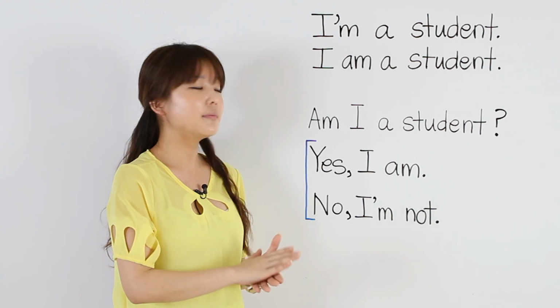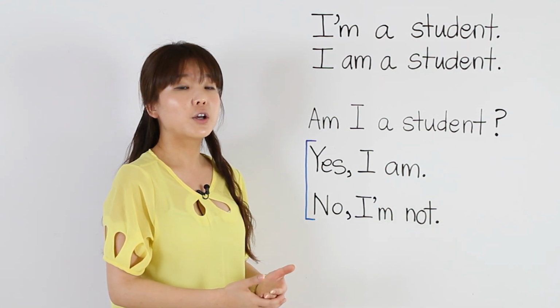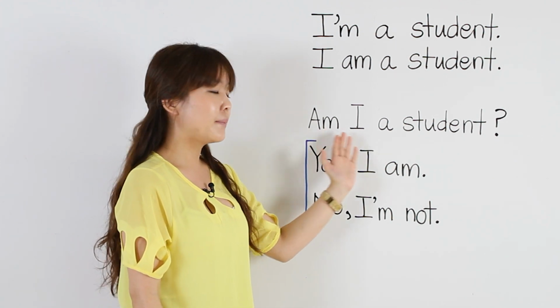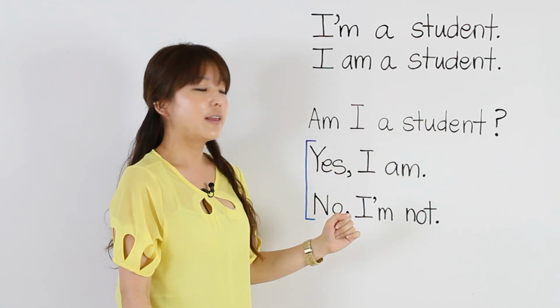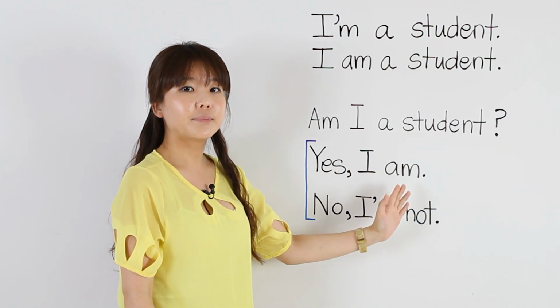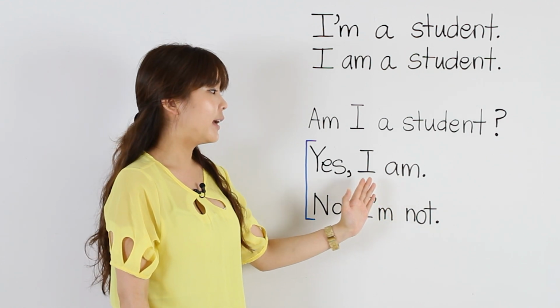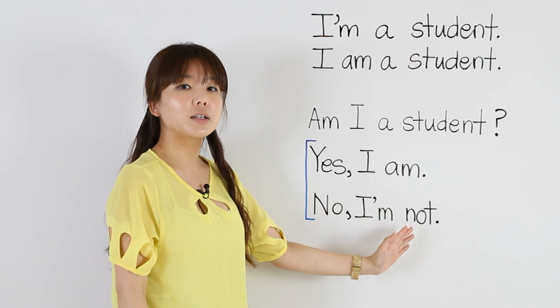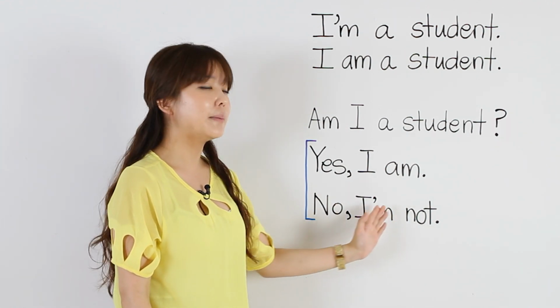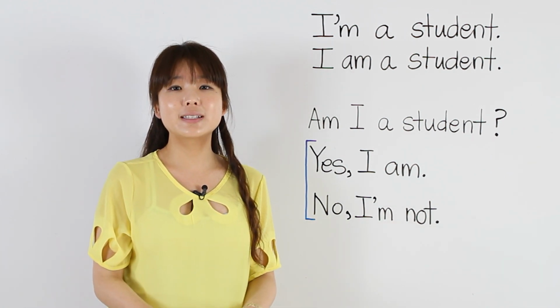question. Okay, now there are two possible answers for this question. Am I a student? The answers you can say are yes, I am. Yes, I am. Okay? And no, I'm not. No, I'm not. Okay, we're going to look at some more examples.